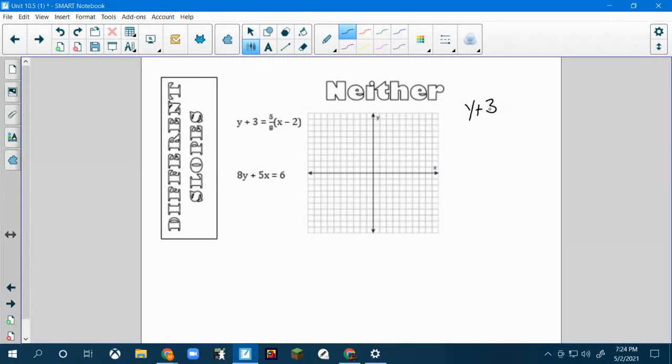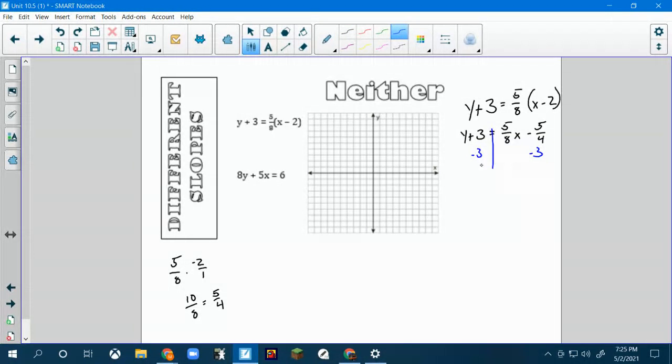We have y plus 3 equals 5/8 times x minus 2. Simplify. Y plus 3 equals 5/8 x minus 5/8 times 2 over 1. 5 times 2 is 10, 8 times 1 is 8. We get 10 over 8, which can be reduced down to 5/4. So we are going to subtract, because this was a negative 2, negative 5/4.